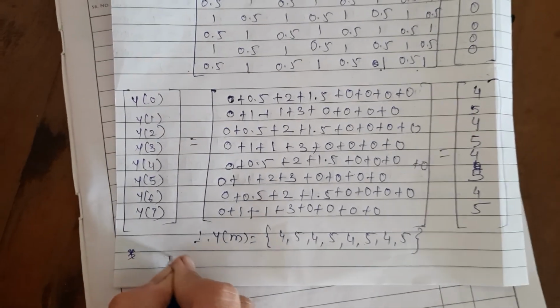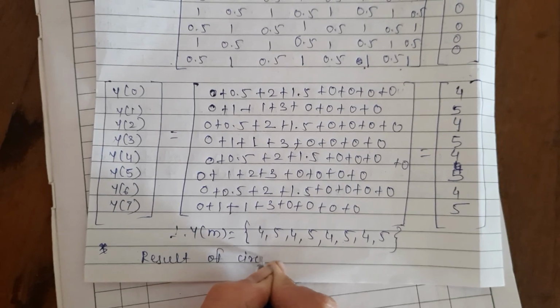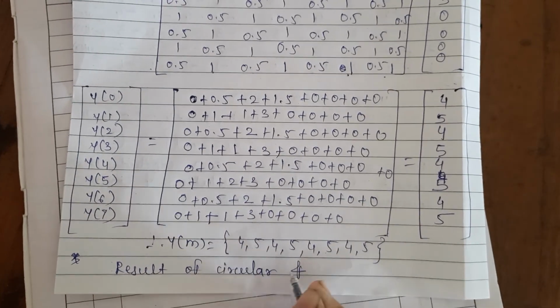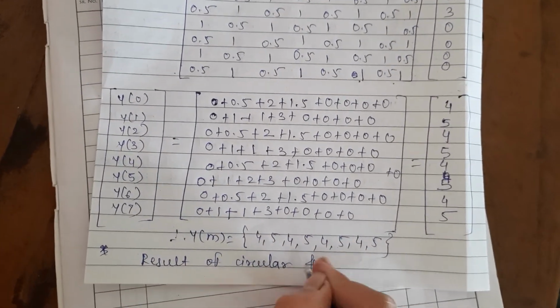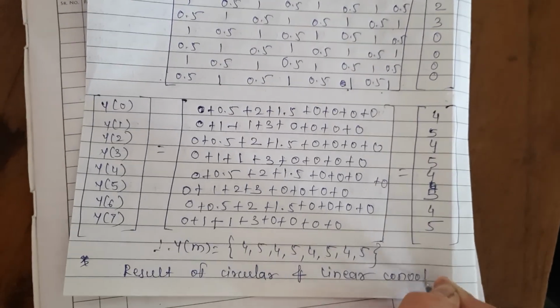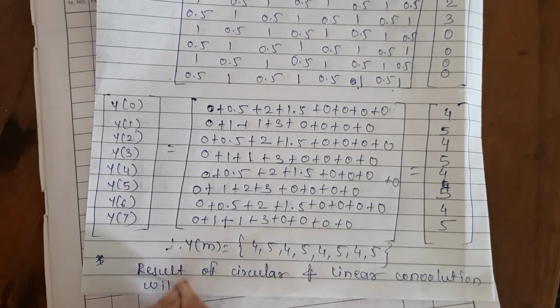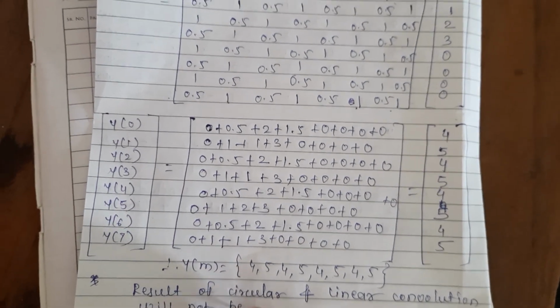Here the result of circular and linear convolution will not be same.